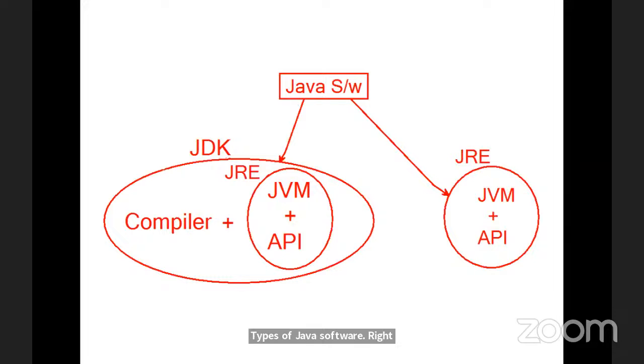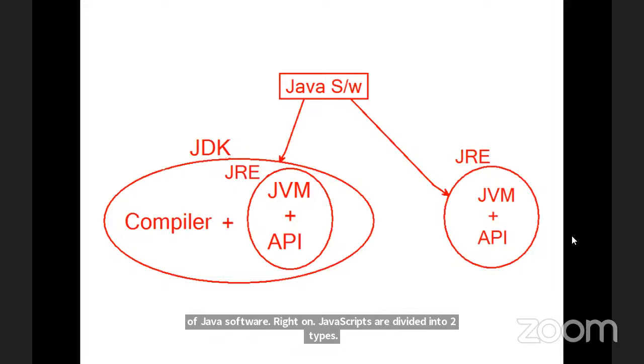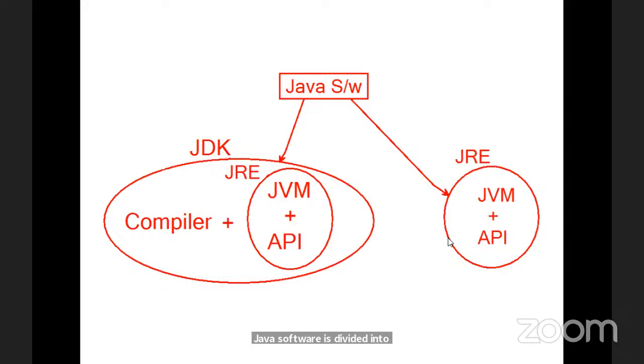Java software is divided into two types. First one, JDK. Second one, JRE.